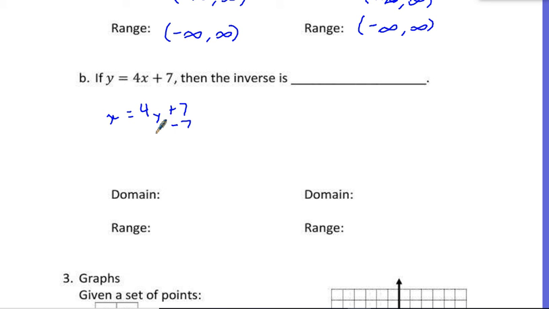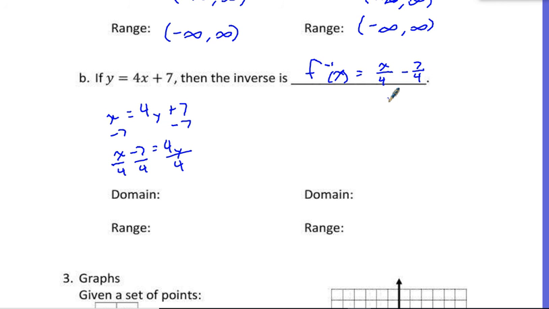So subtract 7 from both sides. X minus 7 equals 4y. Divide both sides of the equation by 4. And personally, I like to divide every term individually by 4 in case the x over 4 would simplify, or the negative 7/4 would simplify. In this case, it does not, but f inverse of x is best written as x over 4 minus 7/4.